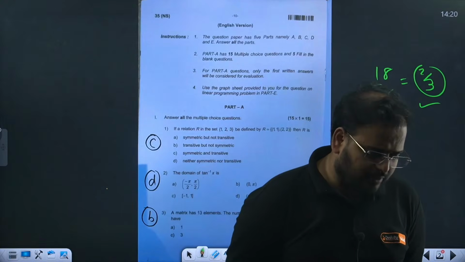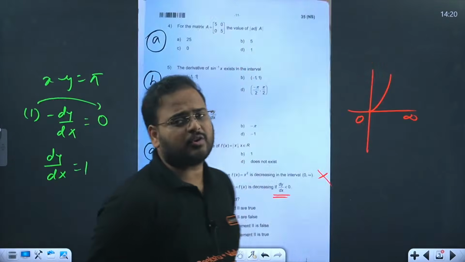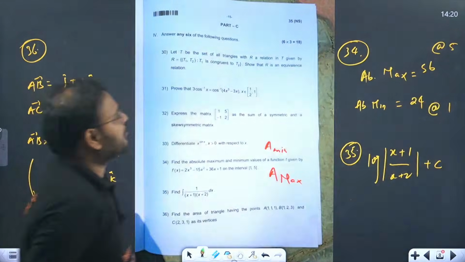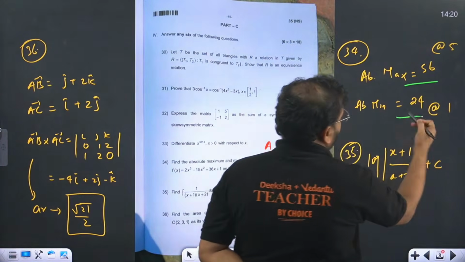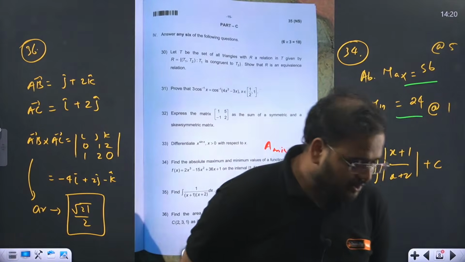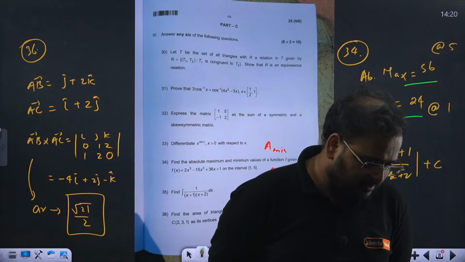You lose marks over there if you have not written the maximum minimum value. Of course, you're talking about the 34th question, right? This one. Talking about this question, you have to write the maximum minimum value only, no? You lose marks over there. You'll get marks for step marking.